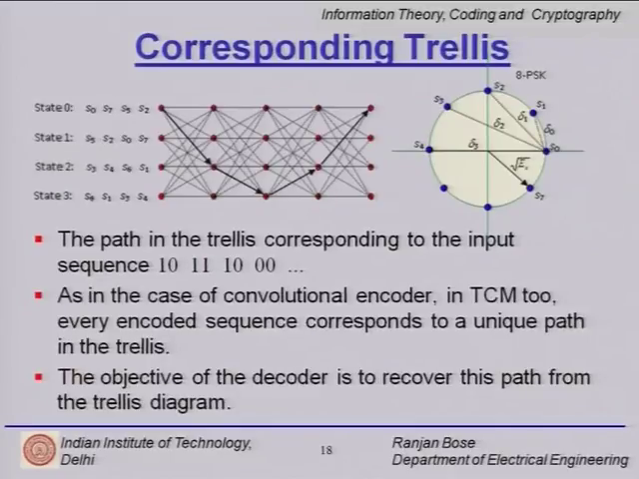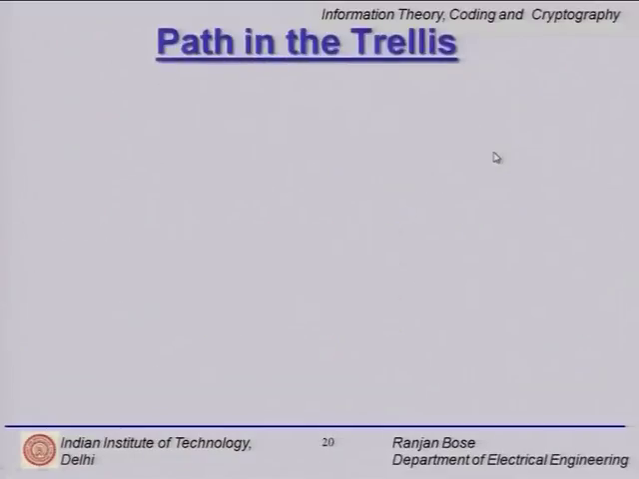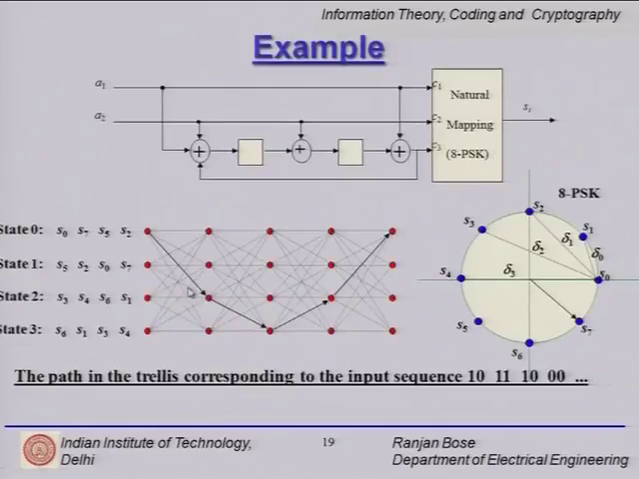The objective of the decoder again is to recover this particular path from the trellis diagram. So, here is in a nutshell all of it. If you see, this is the hardware followed by the mapping. So, I can describe my TCM scheme as a diagram with a circuit implementation and a mapping, or equivalently I can define my trellis using the states and a trellis diagram. They are the same, you give me one and I will give you the other.